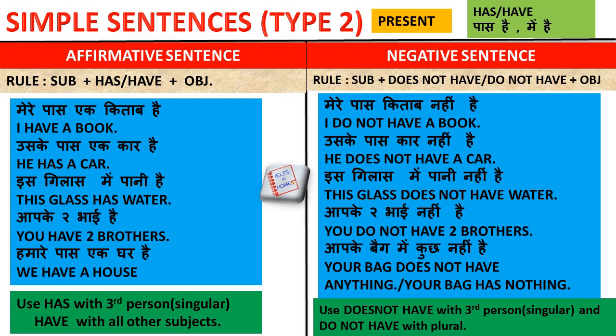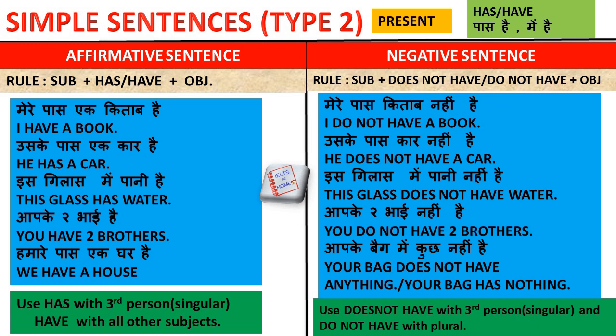So if you see the examples, firstly मेरे पास एक किताब है. मेरे पास means I have a book. A book is the object, I is the subject, and have we use in simple sentences type 2 present, because the subject is I. If the subject is third person singular, then we use has, like in the second example, उसके पास एक कार है. He has a car. He is singular, so we use has and then the object, a car. And I have also given other examples for clarity.